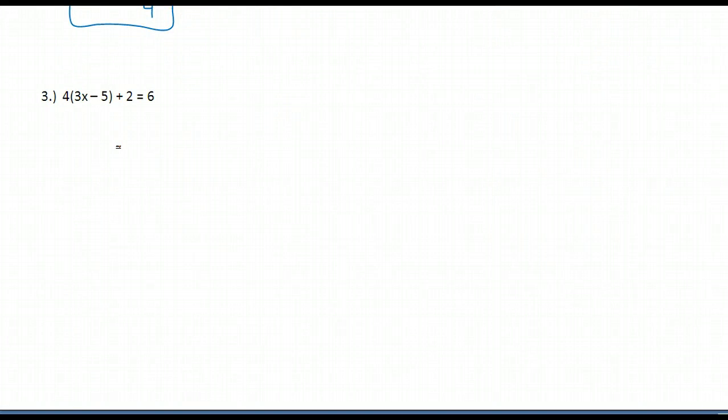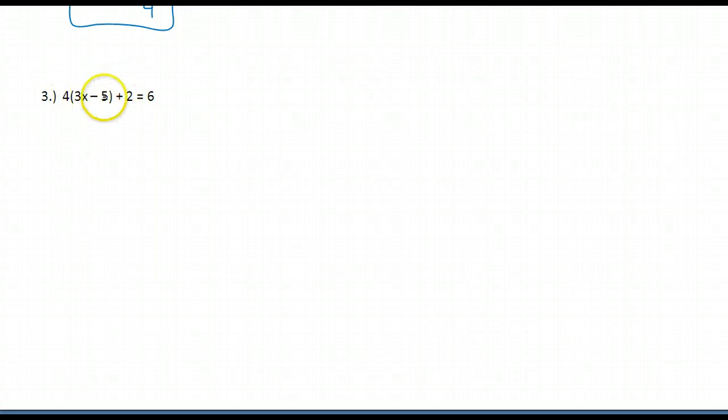And the last problem. I have a whole bunch of numbers that are affecting x. Now there's multiple ways to get this answer. I could distribute and then collect like terms and then solve for x, or I can just solve for x directly by undoing the order of operations.